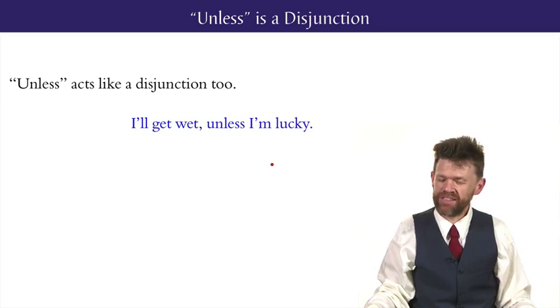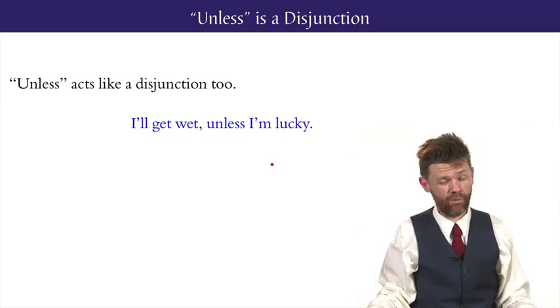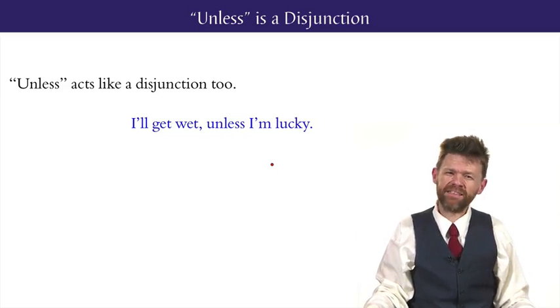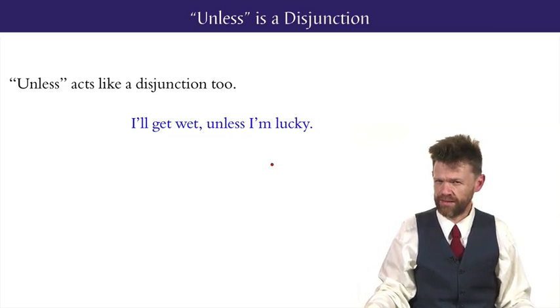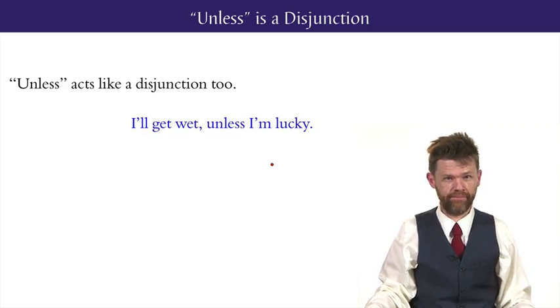Now, we've seen the word unless. Unless in English acts like a disjunction too. When I say I'll get wet unless I'm lucky, I'm saying that I'll get wet, but then I step back from saying that this is the only thing that could happen by adding the kind of get out clause about being lucky. Another way to say this is to say I'll get wet or I'm lucky.